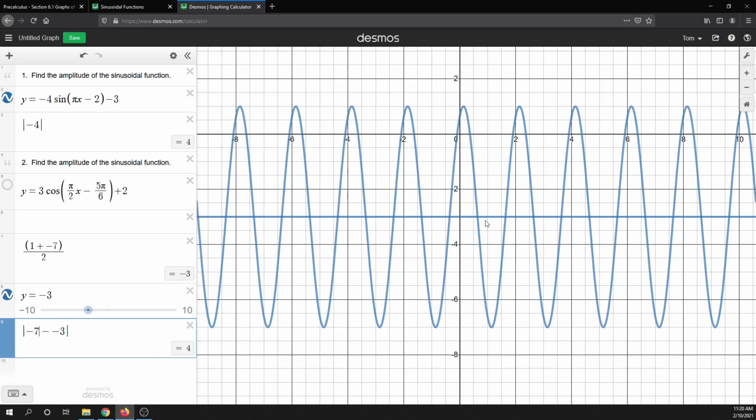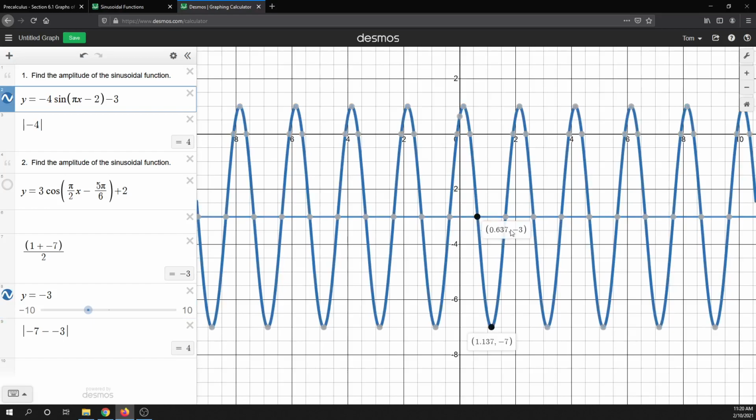minus -3. You know the midline is at -3, and the minimums are at -7. So just subtract those two in any order, it doesn't really matter, and take the absolute value. You're going to get the amplitude as well. Okay, so that's how you would find it if you just had the graph.